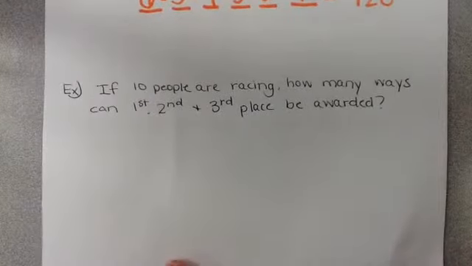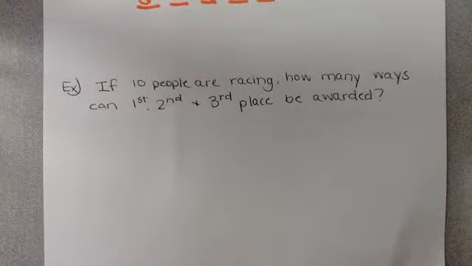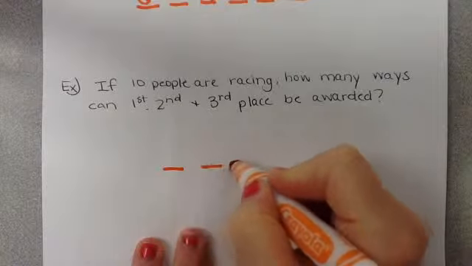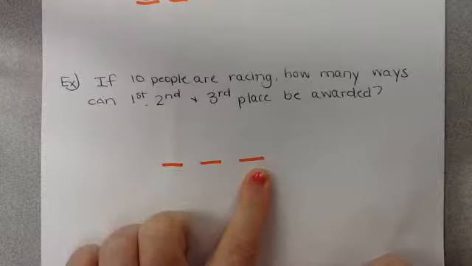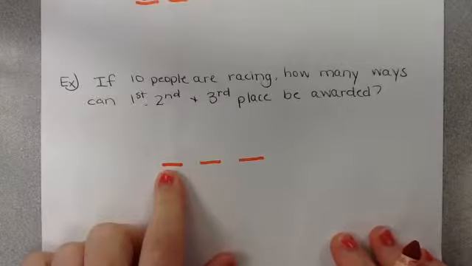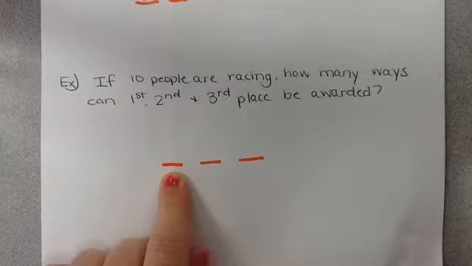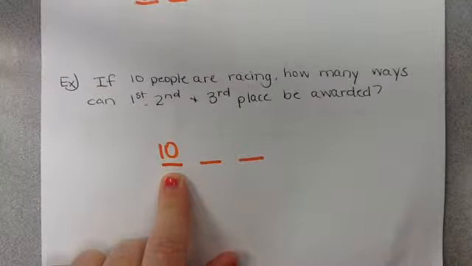Let's take a look at this next one. If 10 people are racing, how many ways can first, second, and third place be awarded? So, how many places do we have? 3 places. First place, second, and third. How many options or how many different people have the possibility of getting first? If they're all racing, how many people could potentially get first? 10 of them. There are 10 people racing. All of them have an equal shot at first place.